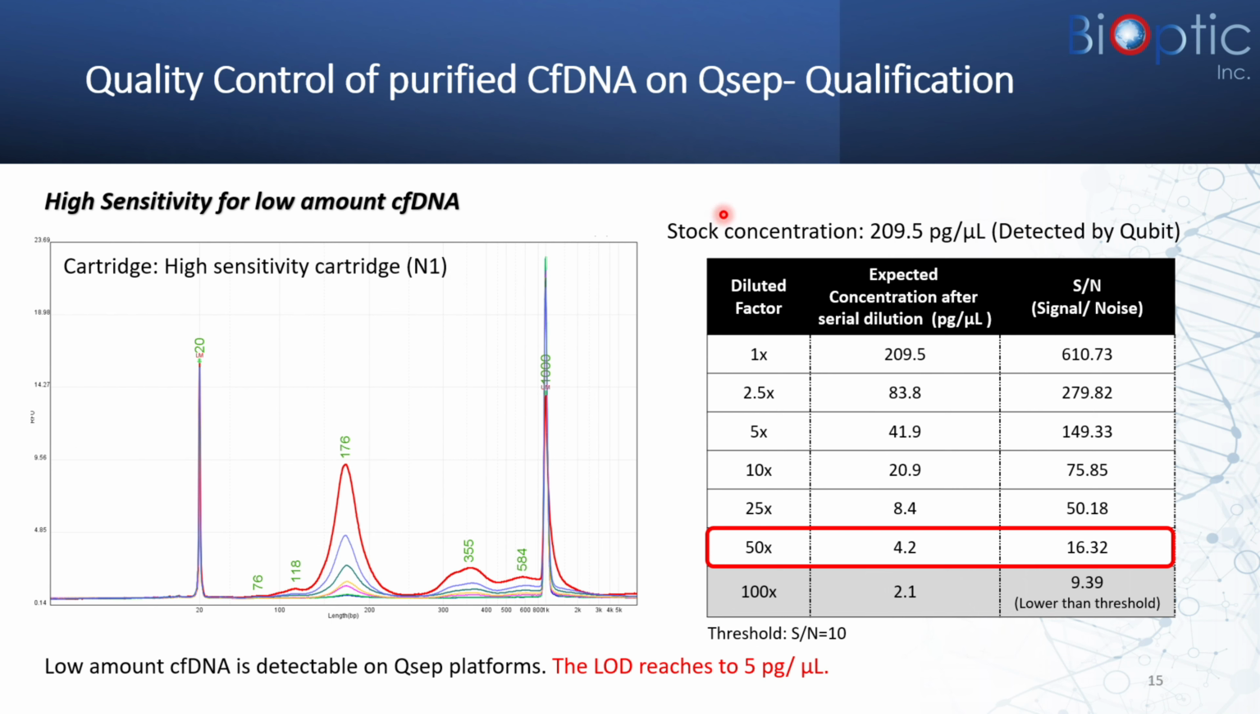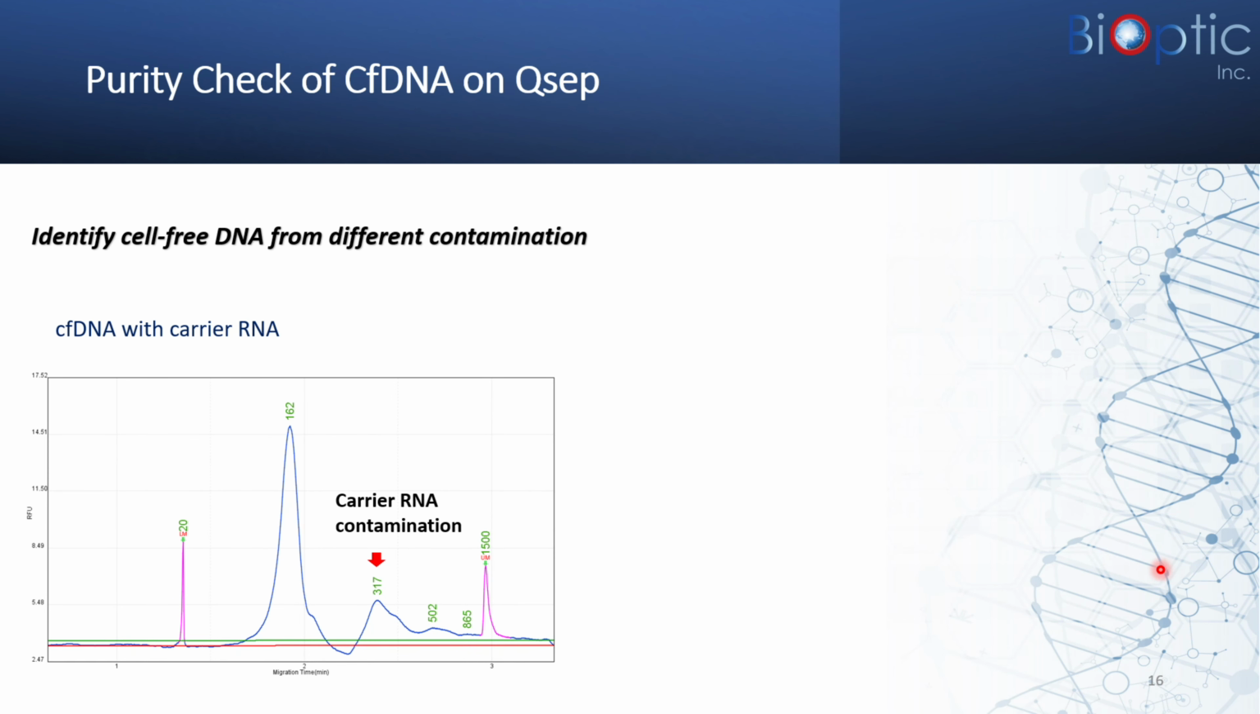The cfDNA stock concentration is detected by Qubit. We can see that after 50 times dilution, the expected concentration of cell-free DNA is 4.2 picogram per microliter, and such a low amount of cell-free DNA is still detectable on the QSep platform.